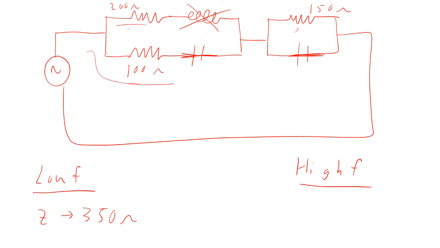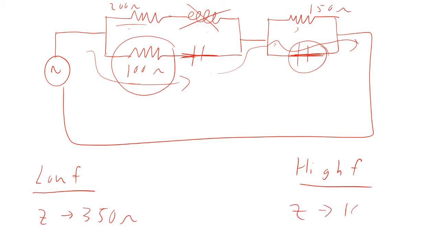So current goes through the 100 ohm, but when it gets over here, notice this is zero resistance right here. So the current's going to want to go this way, and that's basically shorting out that 150 ohm resistor. You don't even see it because the current's going to go through just the wire. And so all that the current sees is that 100 ohms right there. And so that goes to 100 ohms.